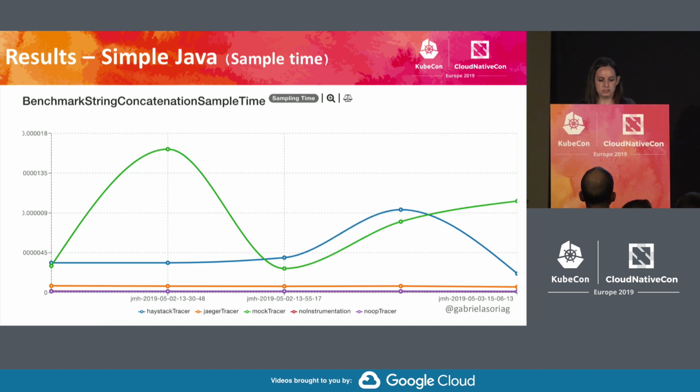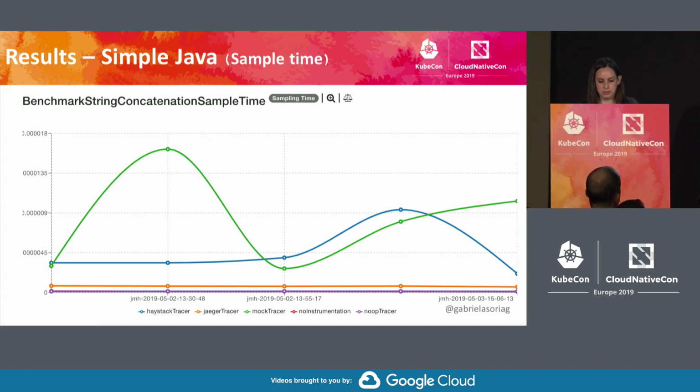So let's see the results. For this simple Java scenario, the test executes a simple string concatenation, and the test compares a non-instrumented scenario with instrumentation with different tracers. We can see in the x-axis that we use Haystack tracer, Jaeger tracer, mock tracer, without instrumentation, and noop tracer.